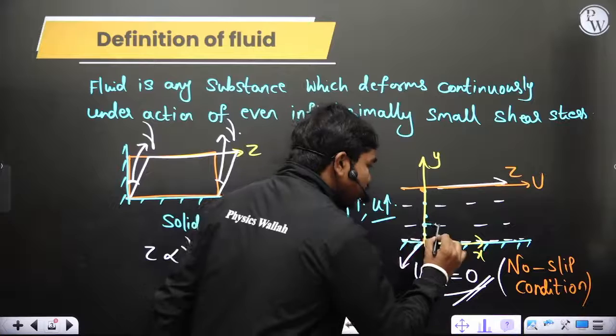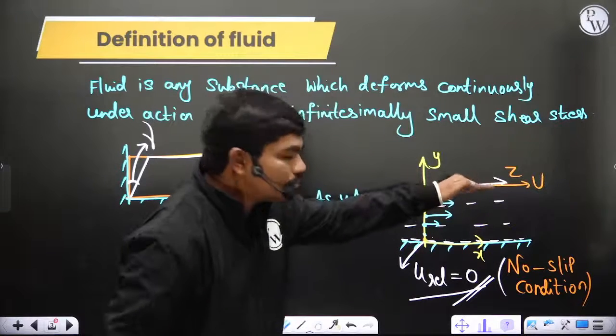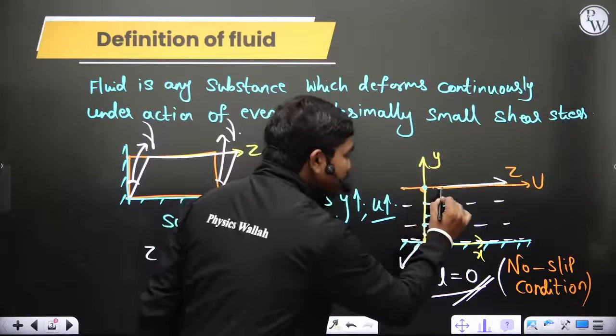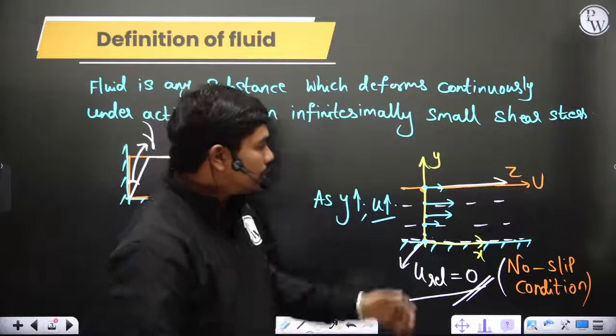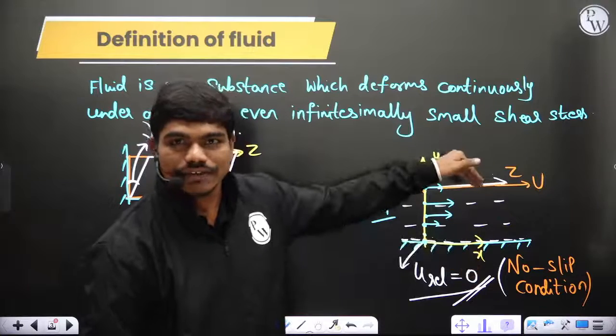Now if these particles are moving, you can understand one thing: because of the fluid moving at high velocity, this particle which is here will move at a higher velocity as compared to this particle, yes or no? And as you go in the upper direction, the velocity of the layers keeps increasing because the distance from the plate is away, right?